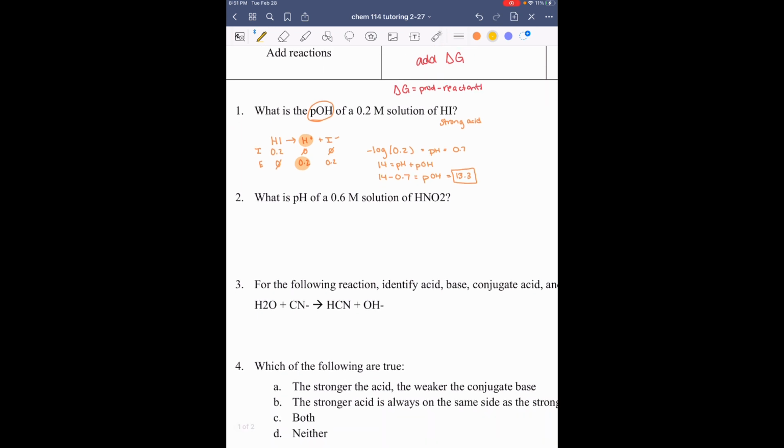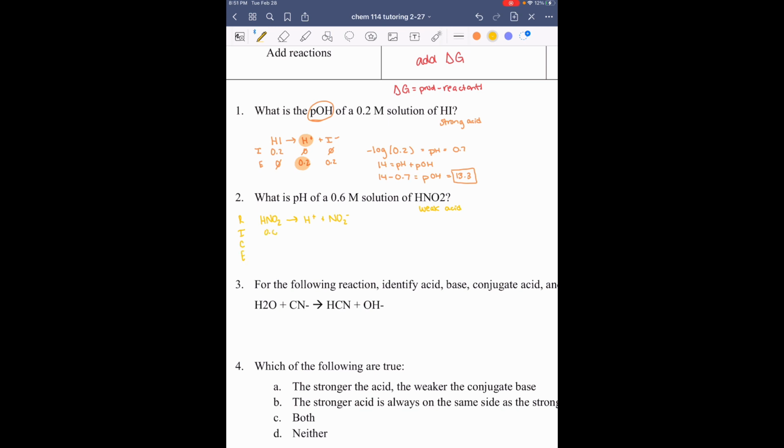What is the pH of a 0.6 molar solution of HNO2? So what's the difference here? We still have an acid because it has this hydrogen that we're going to donate, but HNO2 is a weak acid. So for these, we have to do a rice table because they do not completely dissociate. So here our reaction is HNO2 yields H plus NO2 minus.